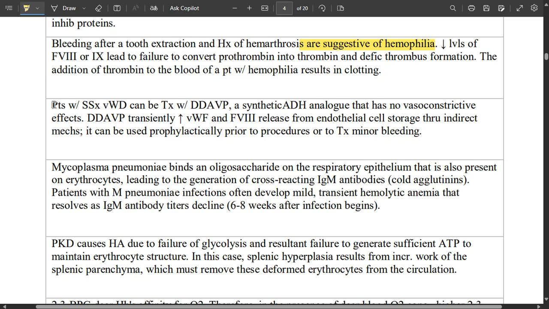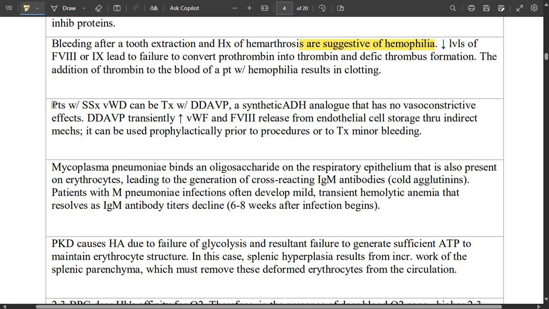So there is no constriction of blood vessels even if desmopressin is given in patients with von Willebrand disease. Von Willebrand disease is generally treated by a synthetic ADH analog called desmopressin, but it has no vasoconstricting effect. It releases some of the endothelial stored vWF, which is functional now, because in vWD, that is von Willebrand disease, there is non-functional endothelial cell storage.